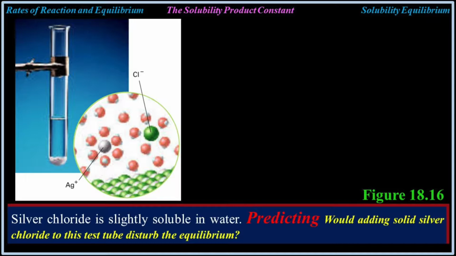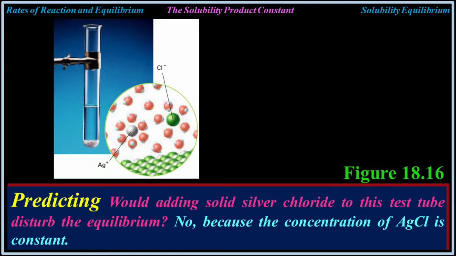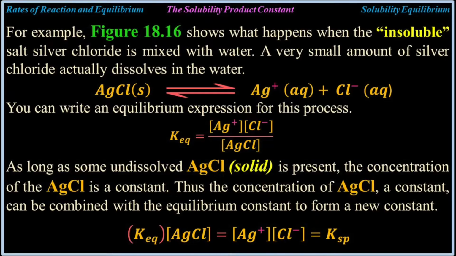Silver chloride is slightly soluble in water. Predicting: would adding solid silver chloride to the test tube disturb the equilibrium? No, because the concentration of silver chloride is constant. For example, figure 18.16 shows what happens when the insoluble salt silver chloride is mixed with water. A very small amount of silver chloride is actually dissolved in water. 1 mole of silver chloride yields 1 mole of silver ions plus 1 mole of chloride ions.